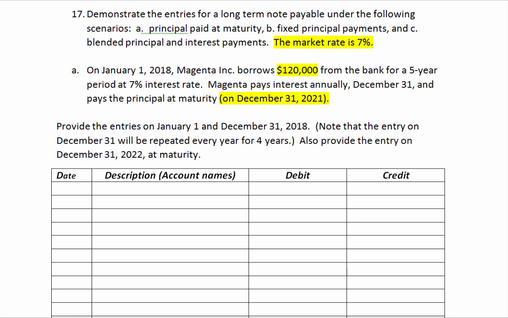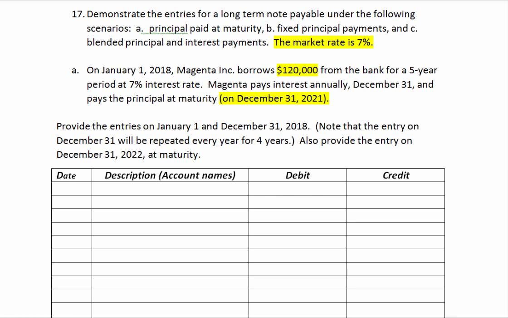Magenta pays interest annually on December 31st and pays the principal at maturity on December 31st, 2021. Now mostly we would pay interest monthly, but I don't want to do that because you can imagine that if we pay interest monthly, it's going to be insane. We're going to do 12 entries for 5 years. No, I'm not going to do that. So that's why I made the interest payable on an annual basis.